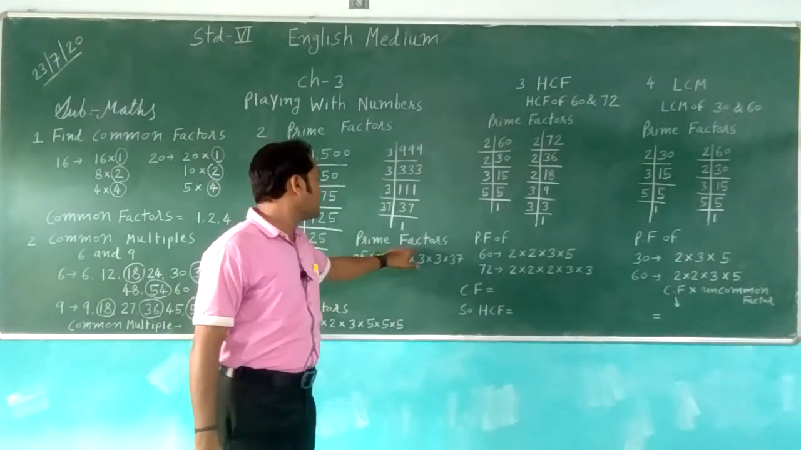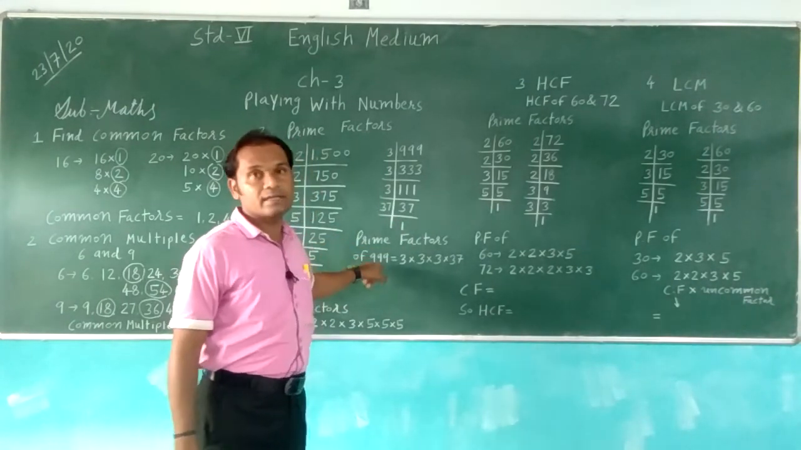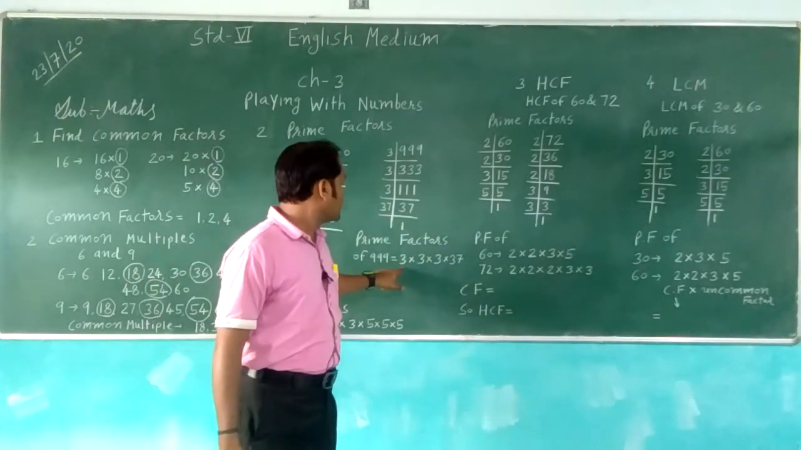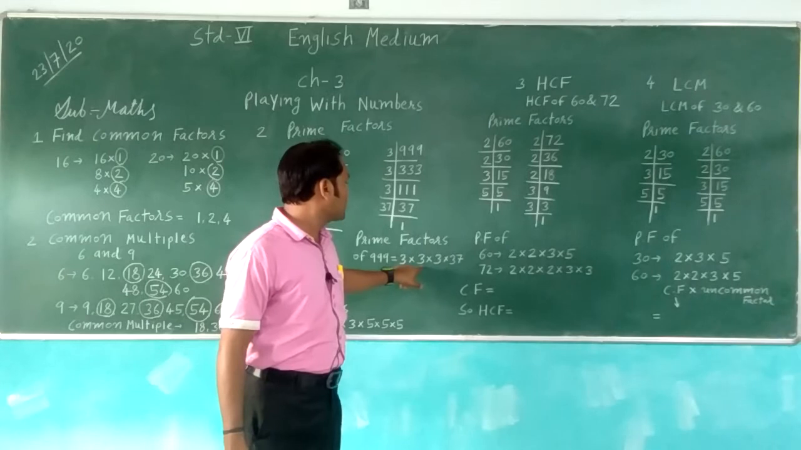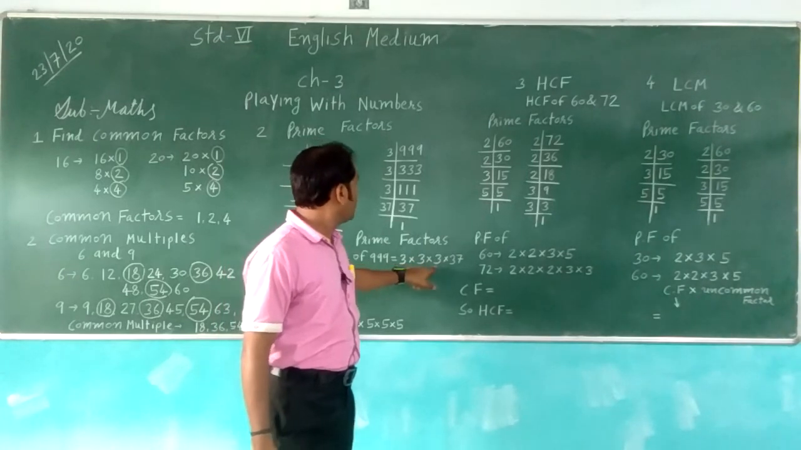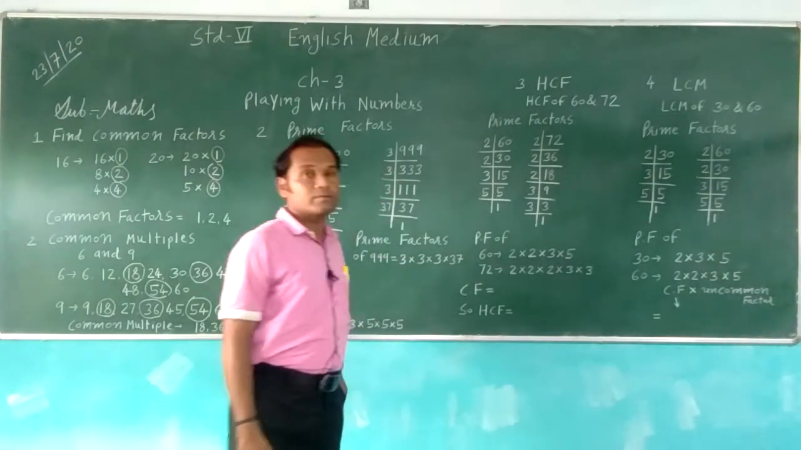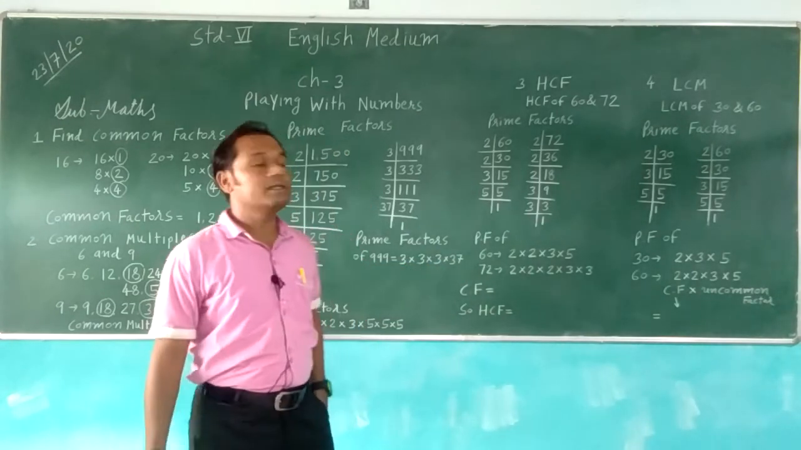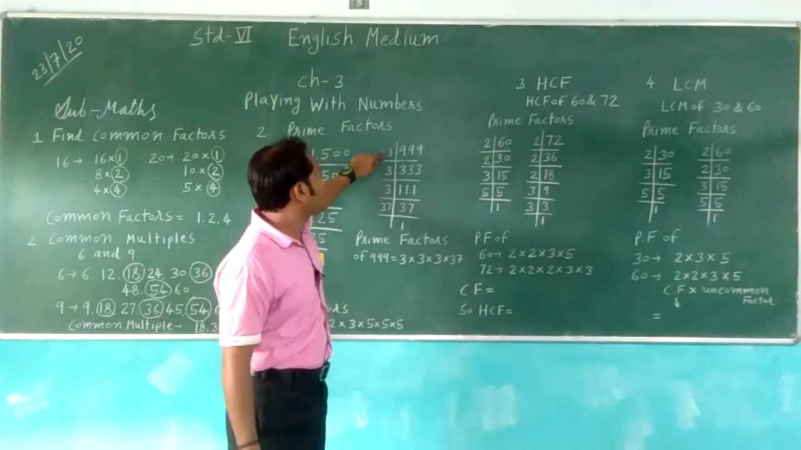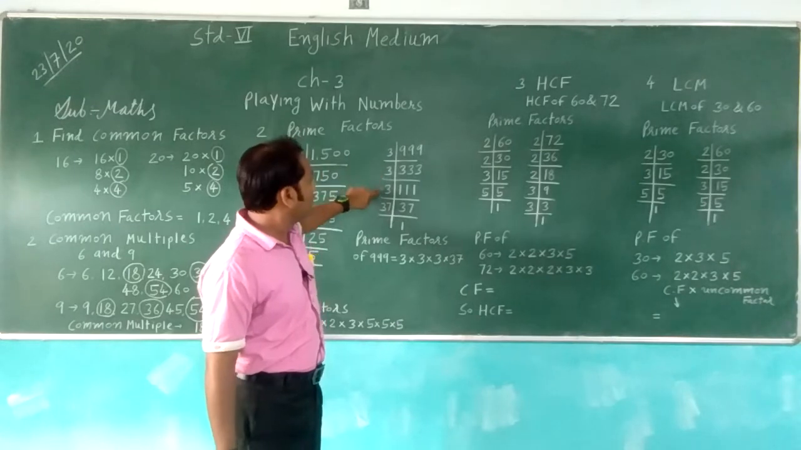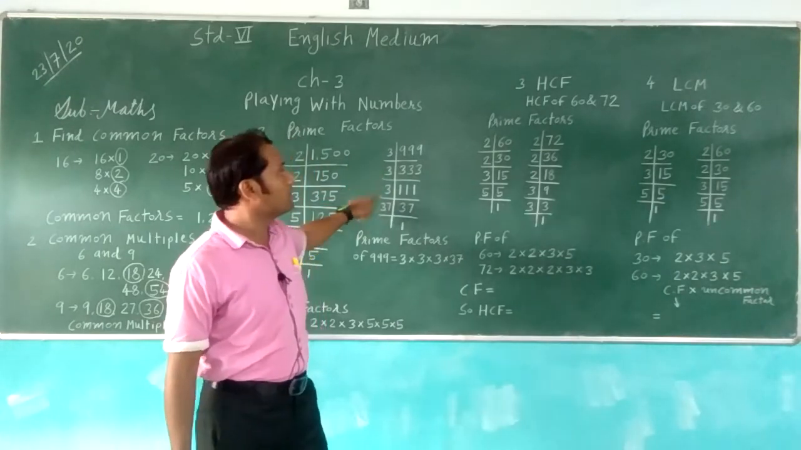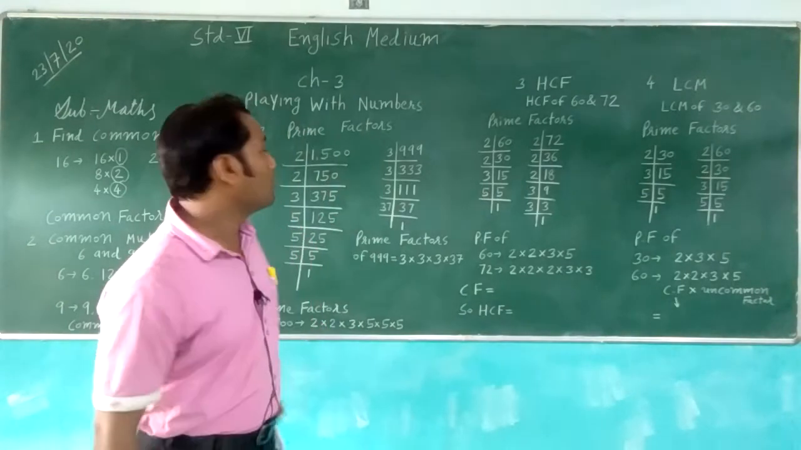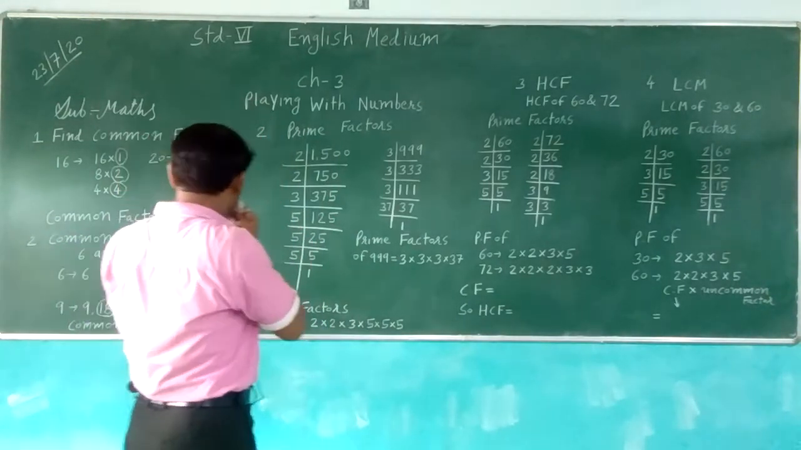So the prime factors of 999, the greatest 3-digit number, are 3 multiply 3 multiply 3 multiply 37. Here you can see 3 multiply 3 multiply 3 multiply 37. So this way we can get prime factors of a given number.